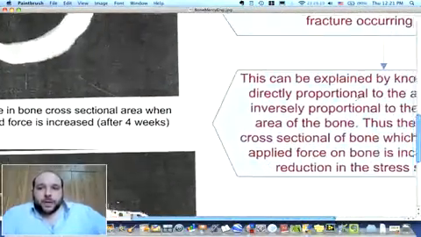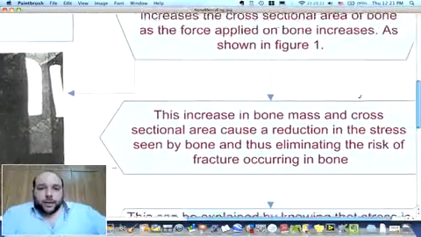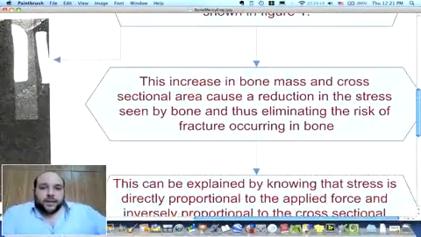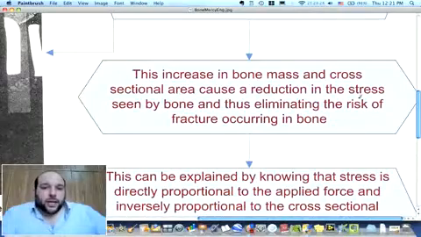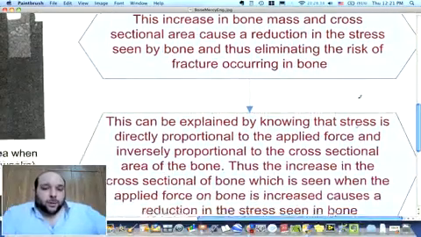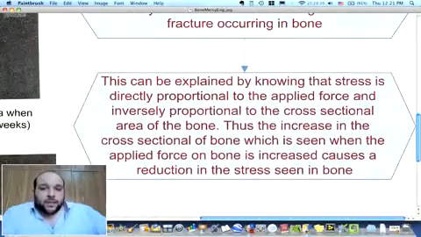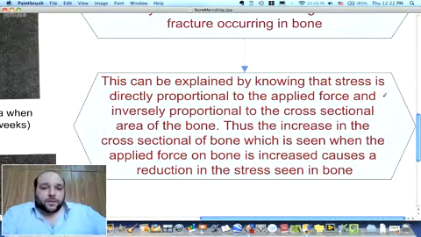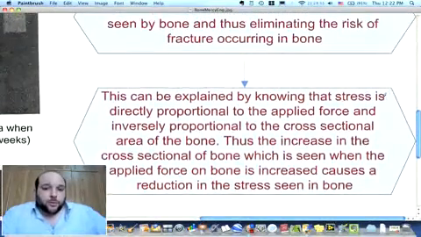So I summarize this one here, as you can see. As I said here, this increase in bone mass and cross-section area causes a reduction in the stress seen by bone, and thus eliminating the risk of fracturing the bone. This can be explained by knowing that stress is directly proportional to the applied force and inversely proportional to the cross-sectional area of the bone. Thus, the increase in the cross-sectional area of bone, which is seen when the applied force is increased, causes a reduction in the stress on bone.